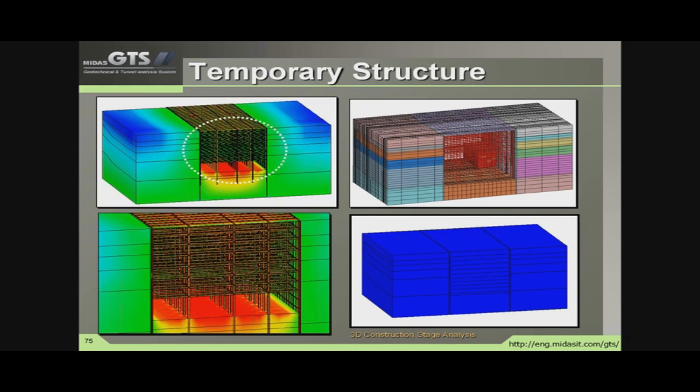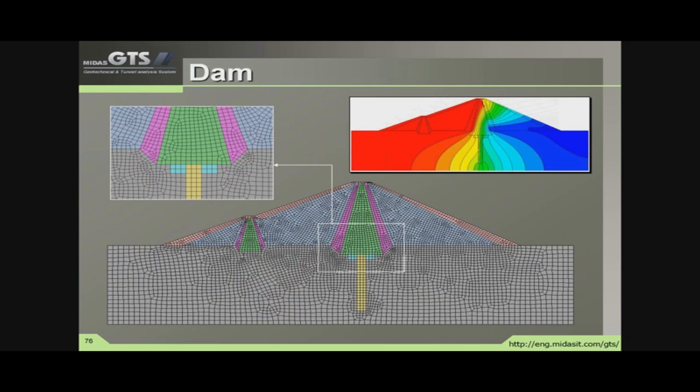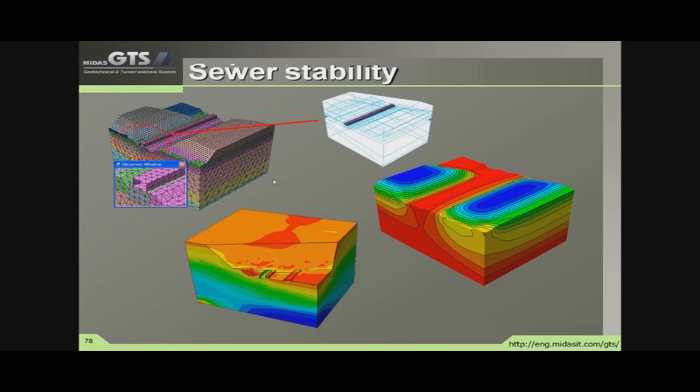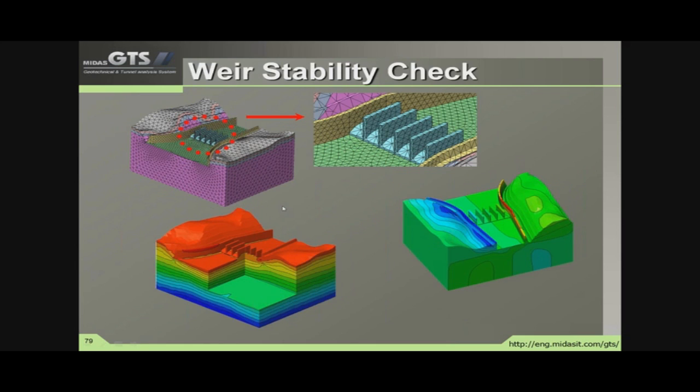So you get a fair enough idea of what stresses will be generated in the surrounding retaining walls, so that you can choose appropriate retaining walls. And you can also model dams with the slice planes. As you can see here, the culvert can also be modeled and analysis can be performed. And sewer stability can also be modeled, and you can check the stability of the sewer in Midas GTS.